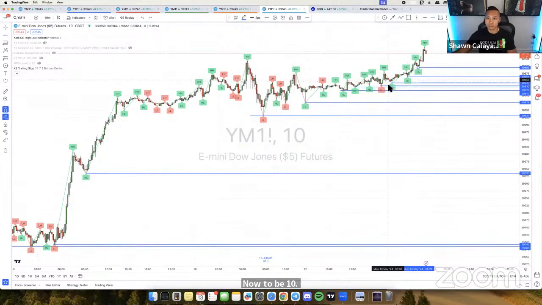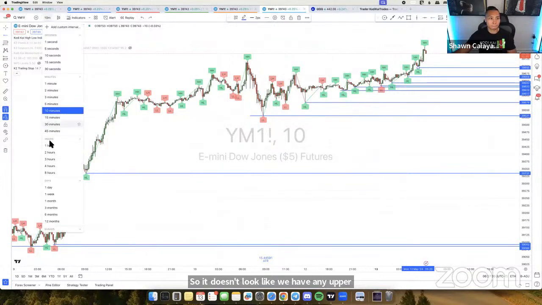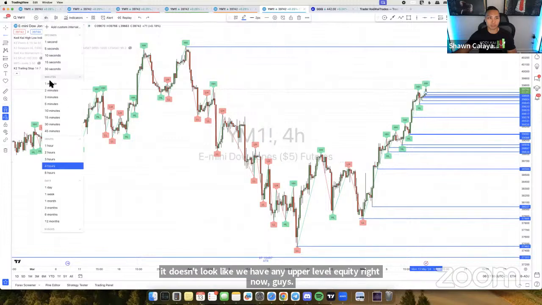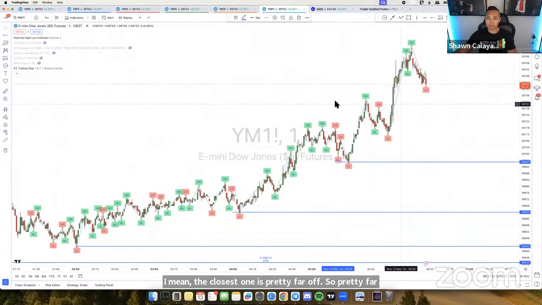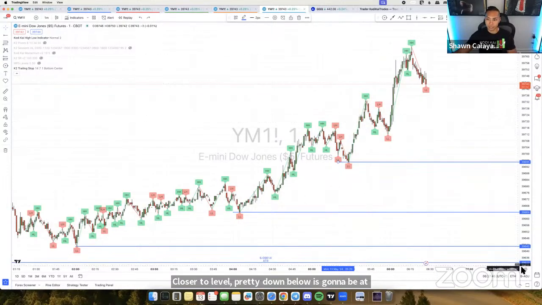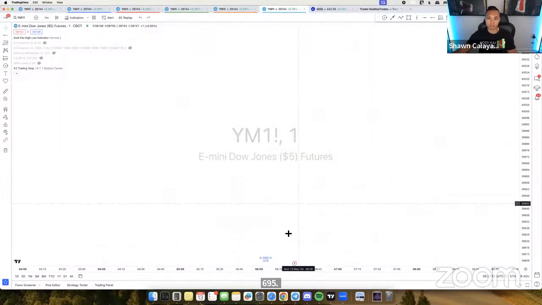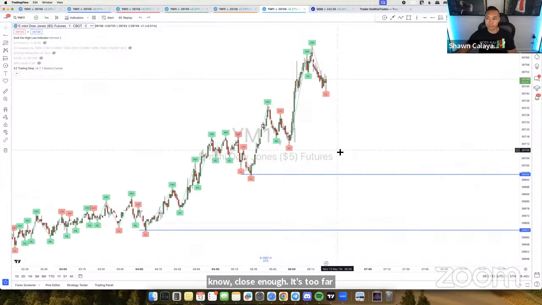So it doesn't look like we have any upper level liquidity right now, guys. I mean, the closest one's pretty far off. Anyways, I've just marked up liquidity over here. Closest level of liquidity down below is going to be at 39,695. I don't think there is any upper level liquidity that's close enough. It's too far. So that's pretty much it. Liquidity is down here at 39,695. That's the closest level of liquidity.